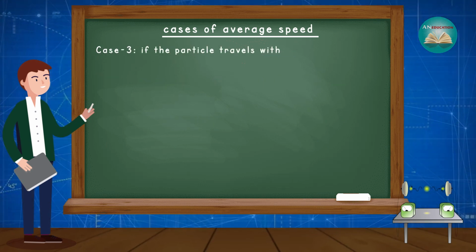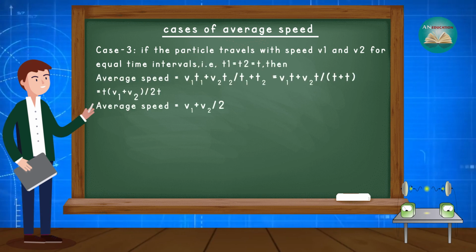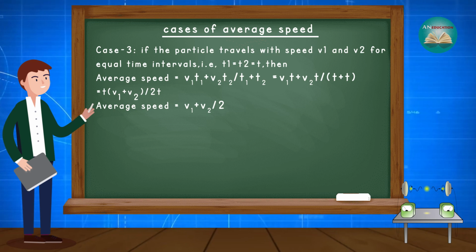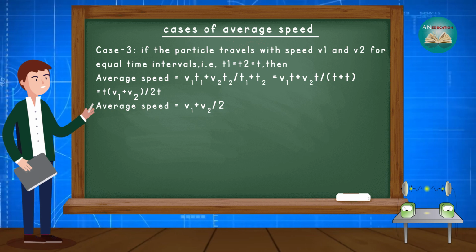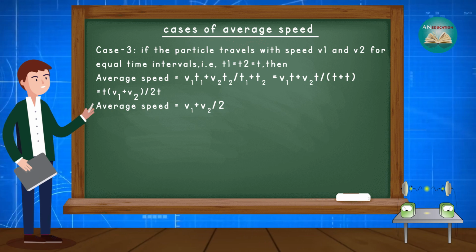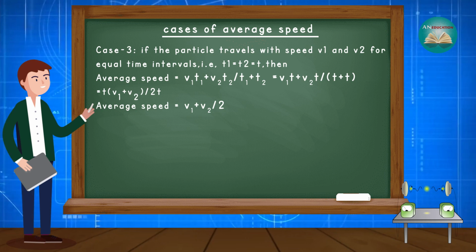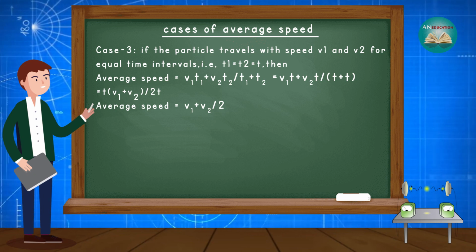Case number third, if the particle travels with speeds v1 and v2 for equal time intervals, that is t1 is equal to t2 is equal to t, then average speed is equal to v1 t1 plus v2 t2 upon t1 plus t2, which is equal to v1 t plus v2 t upon t1 plus t2, which is equal to t in bracket v1 plus v2 upon 2t. Average speed is equal to v1 plus v2 upon 2.